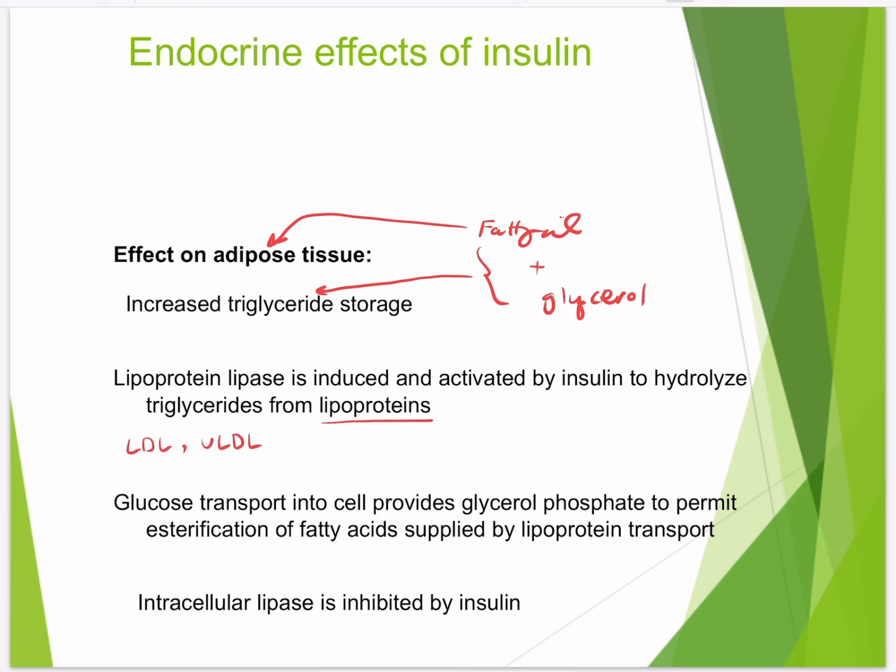By the help of lipase, it can release triglyceride as fatty acid and glycerol. Glycerol can go to the liver, but fatty acid can go to the adipose tissue. Glucose transport into the cell promotes glycerol phosphorylation, esterification, and fatty acid synthesis inside the adipose tissue, and intracellular lipase is also inhibited by insulin.